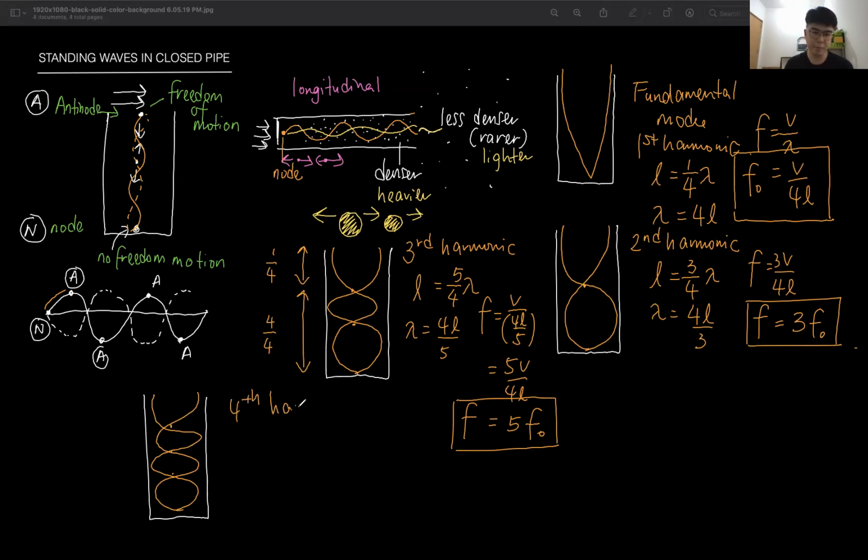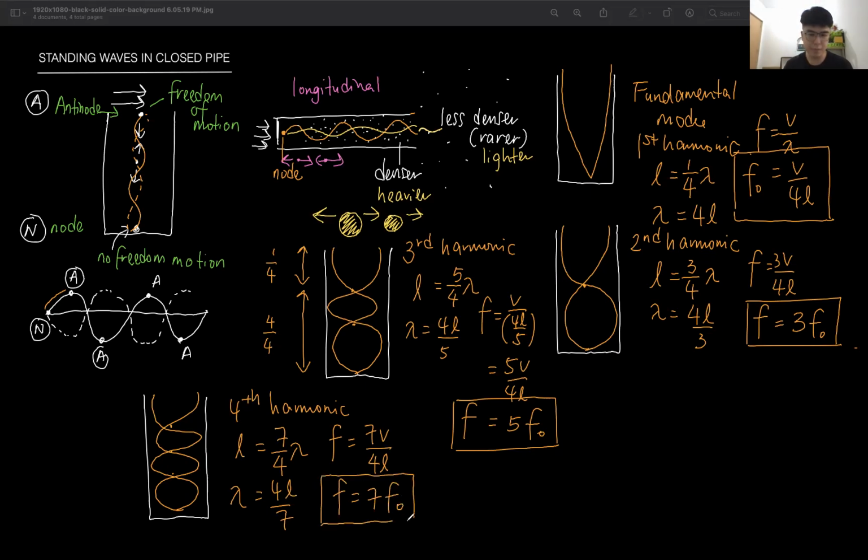The fourth harmonic, length equals to, you can already see the pattern, right? This one is 1 over 4, this one is 3, 5, this should be 7. L equals 7 over 4 lambda. Lambda is 4L over 7. So frequency equals 7V over 4L. So the frequency of the fourth harmonic is 7 times the fundamental frequency.